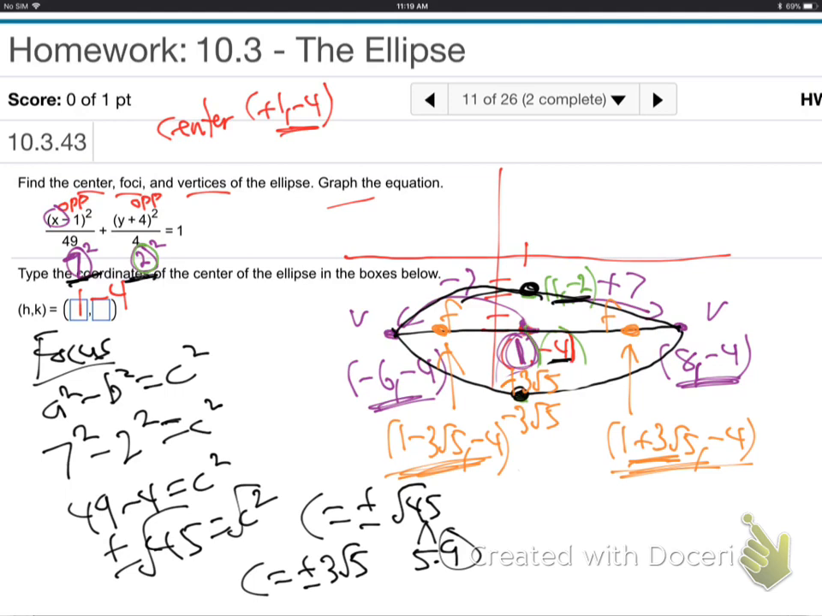So notice how it's all about the center on these, isn't it? From the center, I added and subtracted 7 to the x coordinate, because 7 squared was underneath x. From the center, I added and subtracted 2 to the y coordinate, because 2 squared was underneath y. And then from the center, I added and subtracted the focus distance, 3 root 5, because that was right and left, so I did it on the x coordinate. It's all about that center. Questions I can answer on that one?